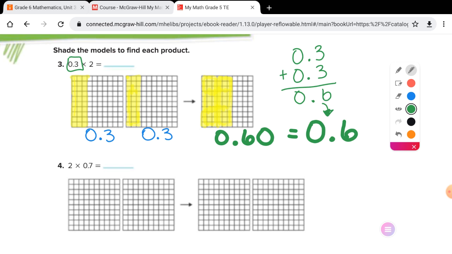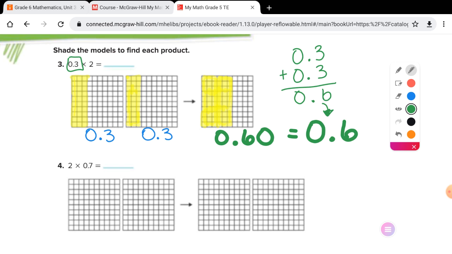I want you to try number 4 using that same strategy. I want you to do the shading, but then do the repeated addition out to the side. And notice here they give us 2 holes when we're shading, okay? You'll have to use both of those.